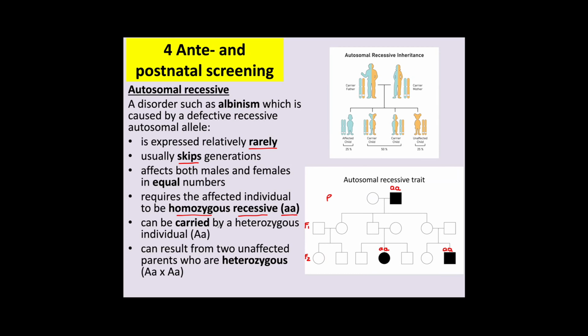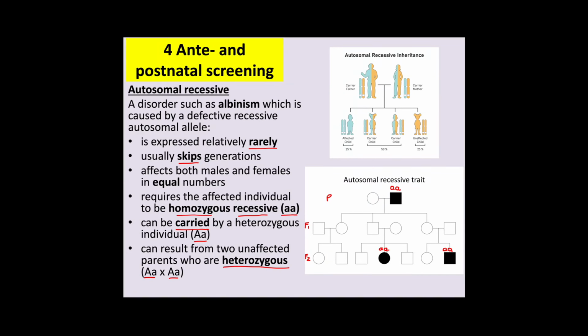Now, there are also people that are known as carriers, okay? So, recessive alleles can be carried by individuals who are heterozygous. And if we remember from Nat5, heterozygous simply means you've got a dominant and a recessive allele, okay? Two different alleles. It can result from two unaffected parents who are heterozygous carriers, okay? So that's a capital A, small a, and a capital A, small a there as well, okay? So we've got two unaffected parents. They can still have offspring which have the condition.